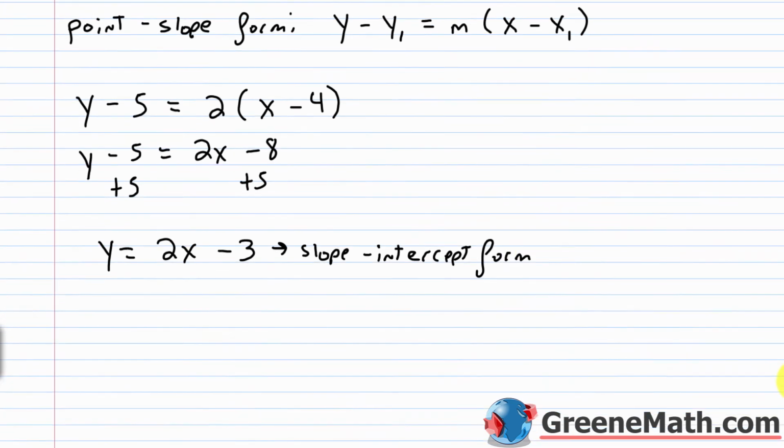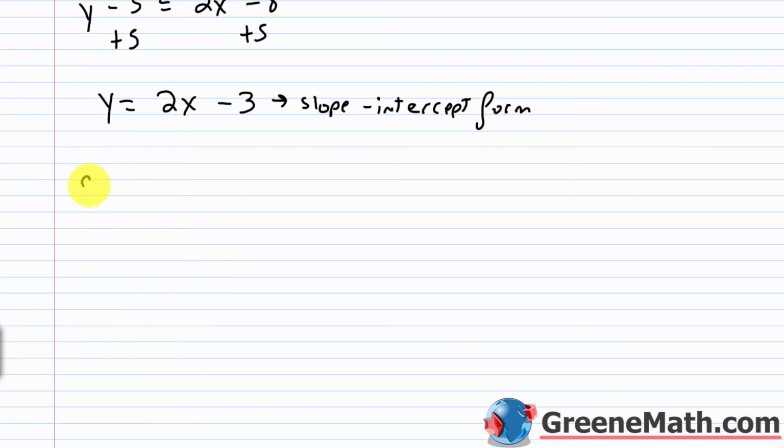Now, for standard form, again, you want it to look like this: ax plus by equals c. And I know everybody has a different definition for that, but typically in high school, you see it written like this, and you'll say that a has to be greater than or equal to 0. So it's either 0 or some positive value. And then a, b, and c need to be integers, and a and b can't both be 0 at the same time.